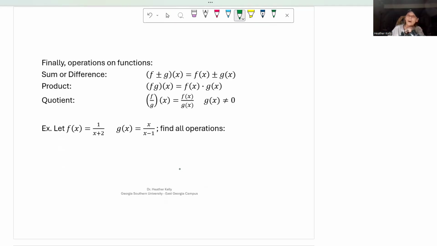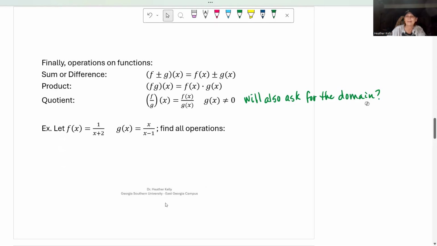Notice that G of X cannot be equal to 0. And I am going to ask you, usually, if I ask you for the quotient, we'll also ask for the domain. Right? Why would I ask? Because obviously there is going to be a denominator in that situation, and so domain is important.